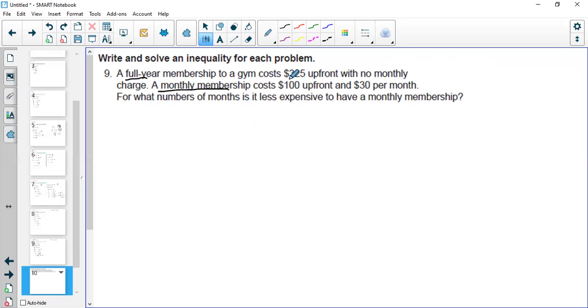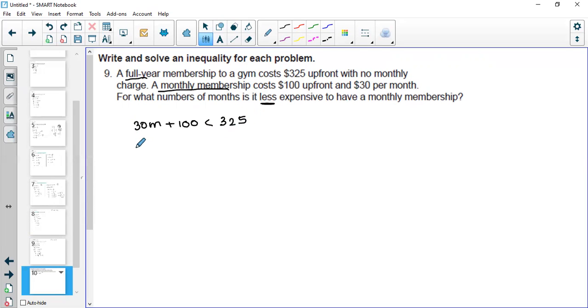So for a monthly membership cost, it's $100 plus 30 per month. We don't know how many months, so let's keep this as 30 multiplied by m, plus 100 should be less than, because they're asking for what number of months it is less expensive, less than 325. This is your inequality.